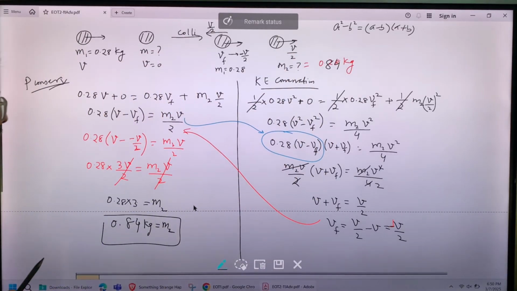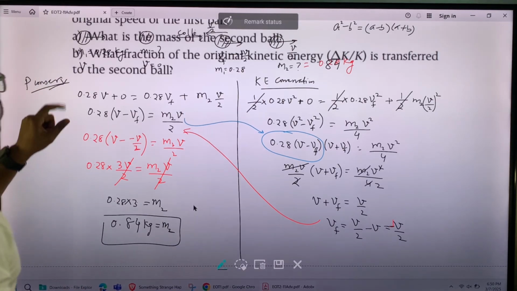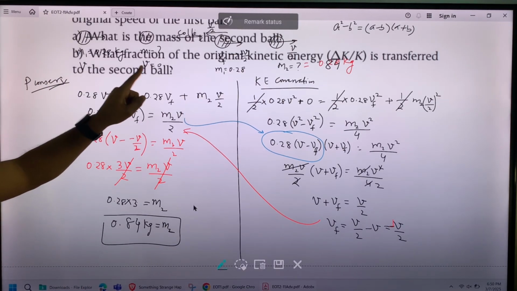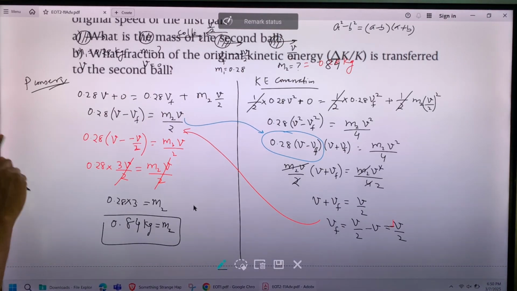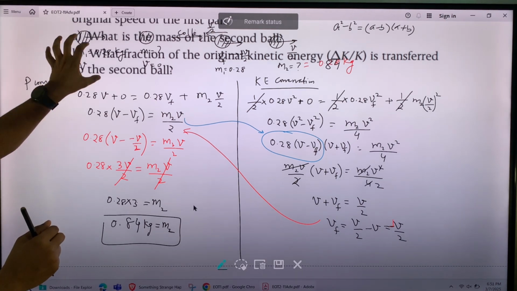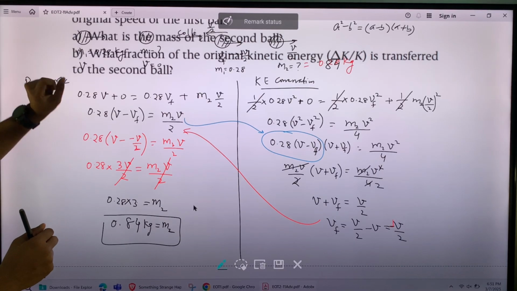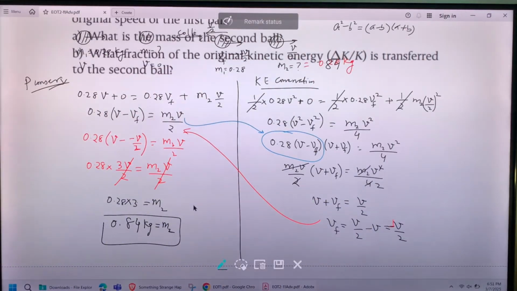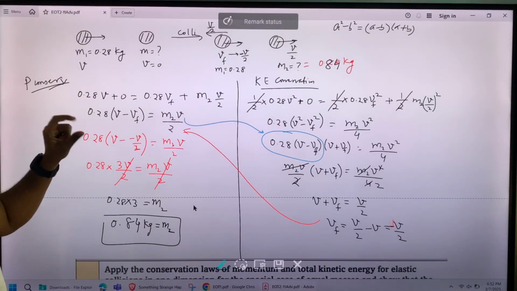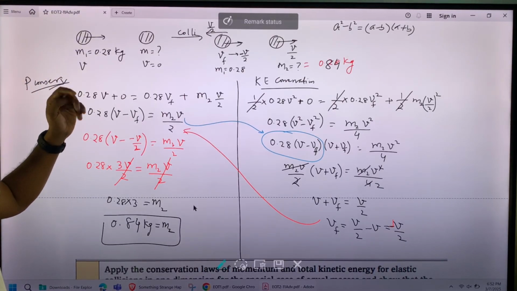Okay. The next part of the question says, what fraction of the original kinetic energy is transferred to the second ball? That is what we need to find out. So we can find out the original kinetic energy, the kinetic energy of the second ball, and then we can find the difference.